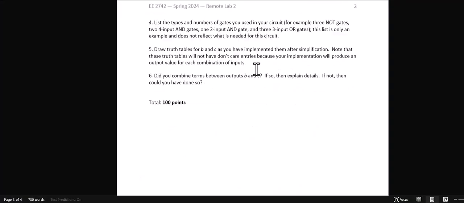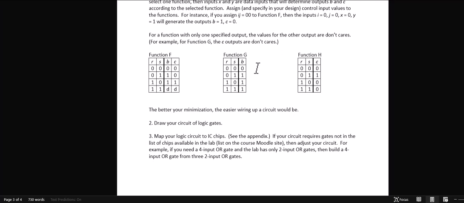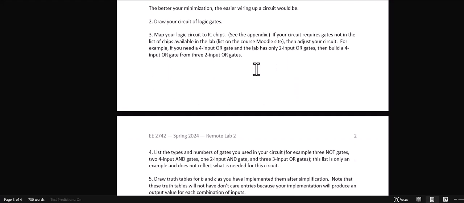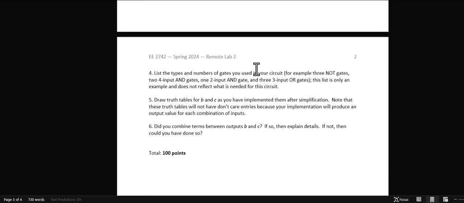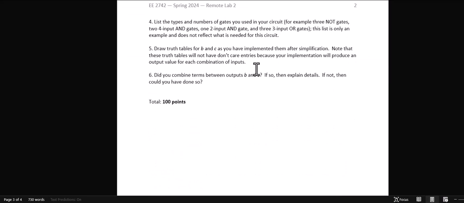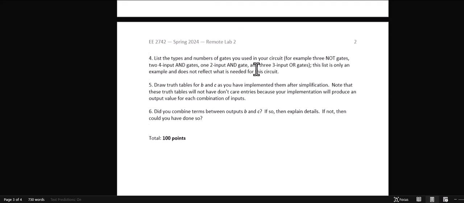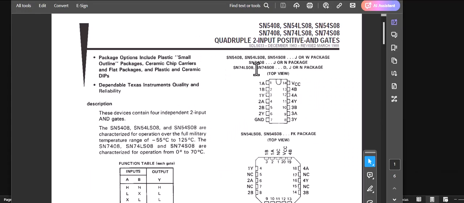Okay, let's see, have we done what we were supposed to do? Map the logic circuit to IC chips. List the types and numbers of gates you used in your circuit. I'll let you figure that out. Draw truth tables. Draw truth tables for B and C. You can figure those out as well. So, I mean, that's easy enough.